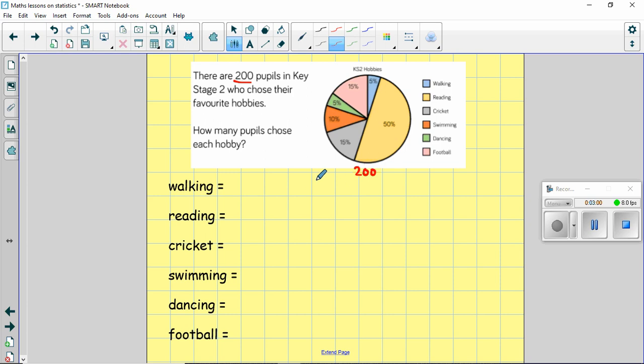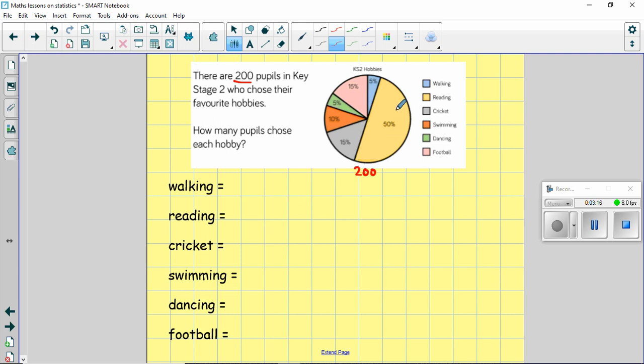pupils. Okay, so I'm going to start now. I've got to work out how many pupils chose each one. We've got the percentages. We've got to work out what each section of the pie chart is worth. So a bit like we did yesterday, how many pupils each section is worth.